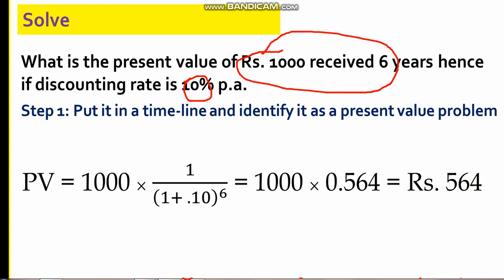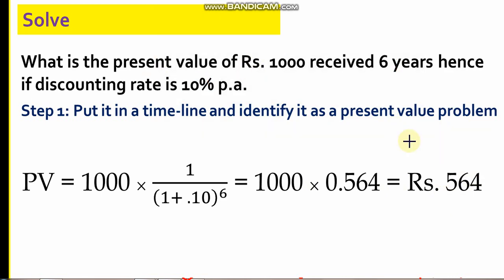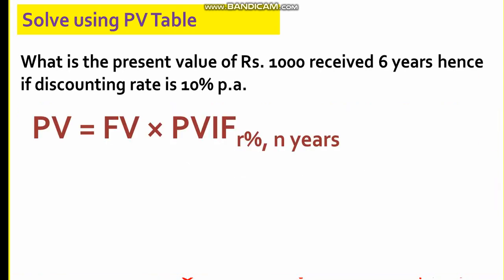Now this 0.564, right, I can use my calculator and calculate it. Alternatively, I can use my table also, right, present value table also. You know what is a present value table, because in the last case we have used a future value table. Now in this case we'll use a present value table. Same problem: what is the present value of 1000 rupees received 6 years hence if the discounting rate is 10% per annum?